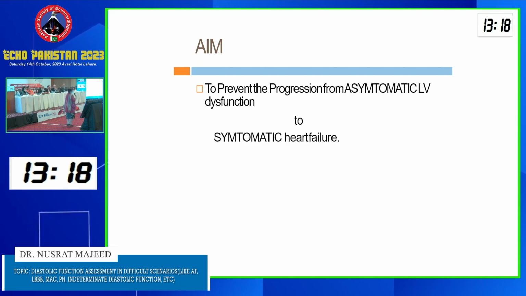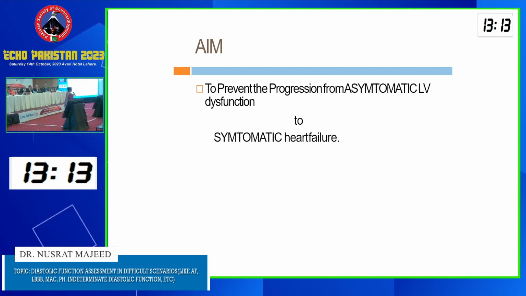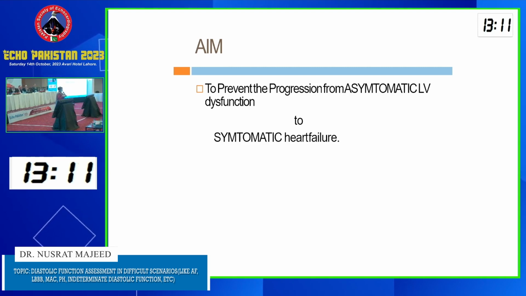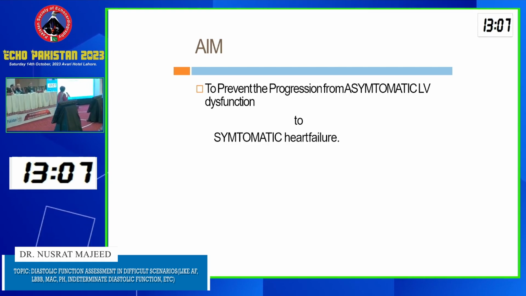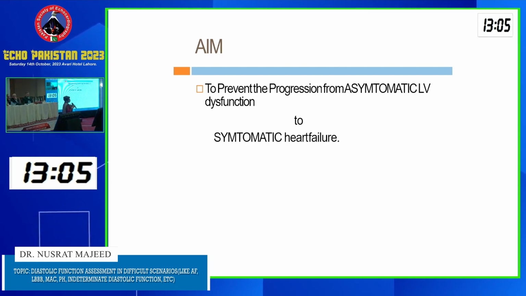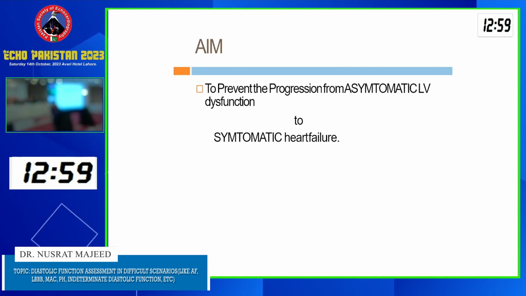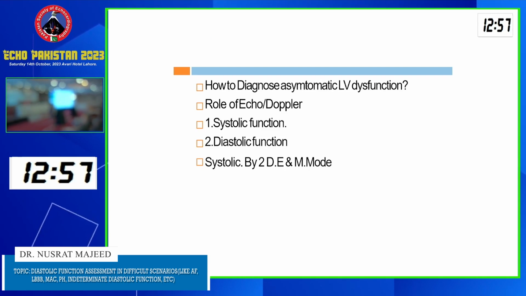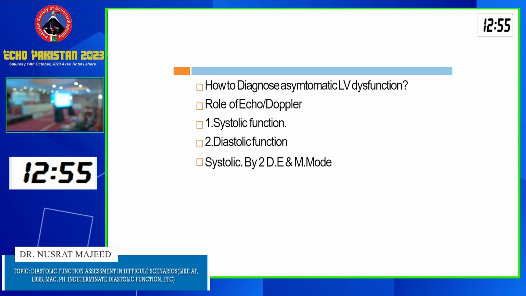In order to do that, after myocardial infarction or whatever, you think that this left ventricle is now not functioning properly. So we need to prevent this progression of asymptomatic left ventricular dysfunction into symptomatic heart failure. Now, for LV dynamics, systole and diastole are both important since we are talking about diastolic dysfunction.